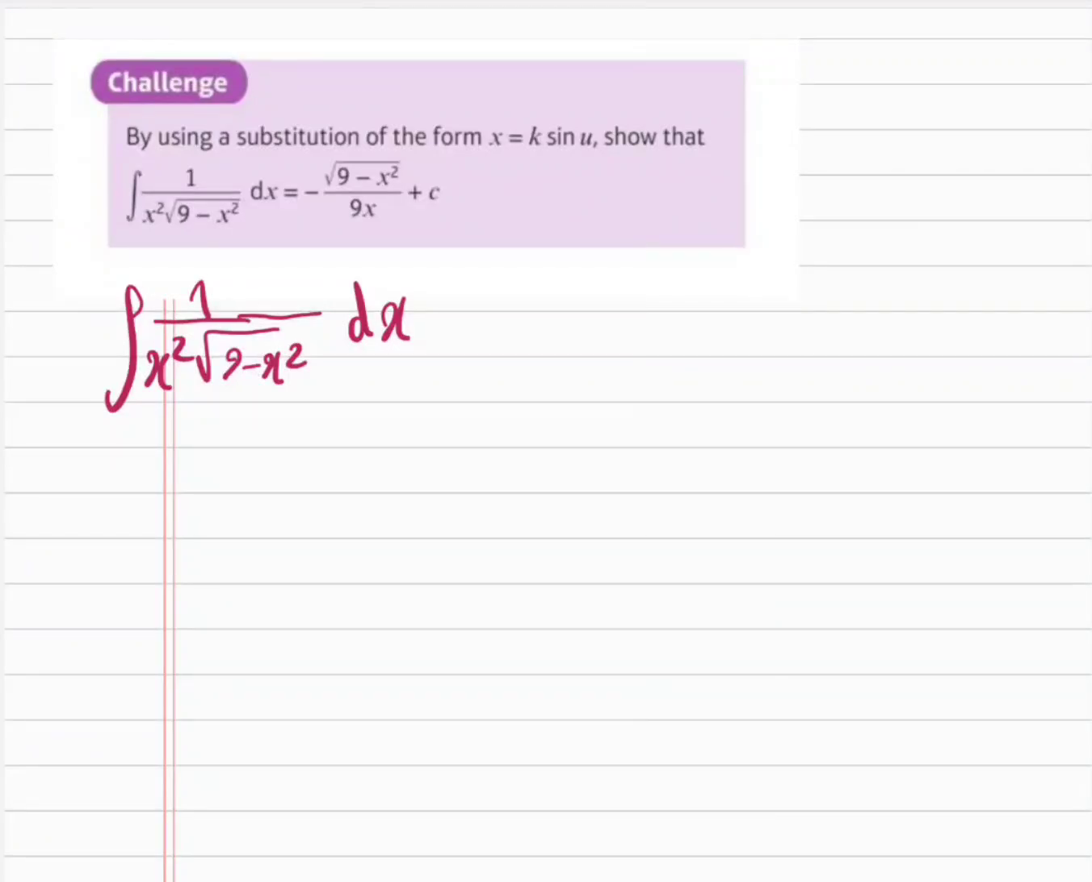Hi everyone, this video is on exercise 11e, the challenge question. So we want to use a substitution of the form x equals k sin u to show that this integral is equal to minus root 9 minus x squared over 9x plus c. It's a good hint that we need to use x equals k sin u, but the only thing we should determine is the value of k.